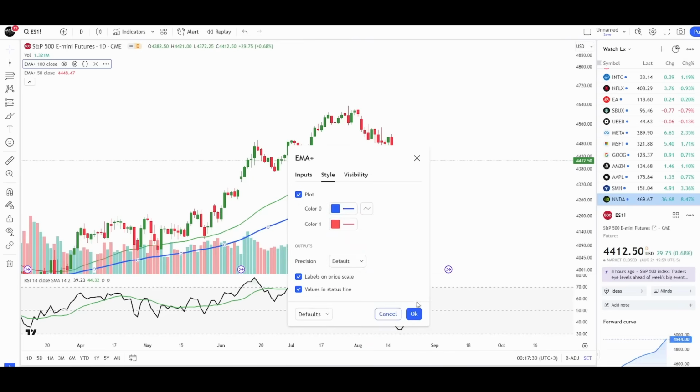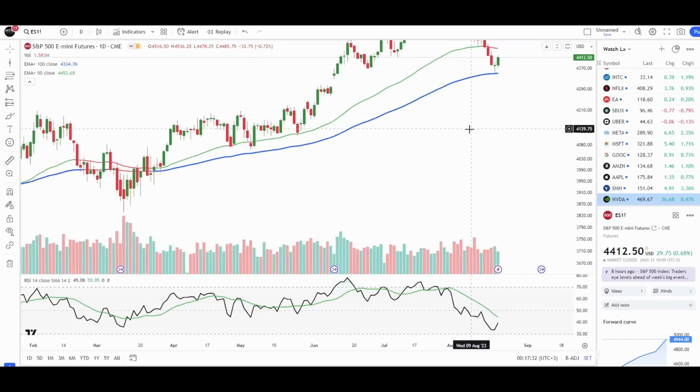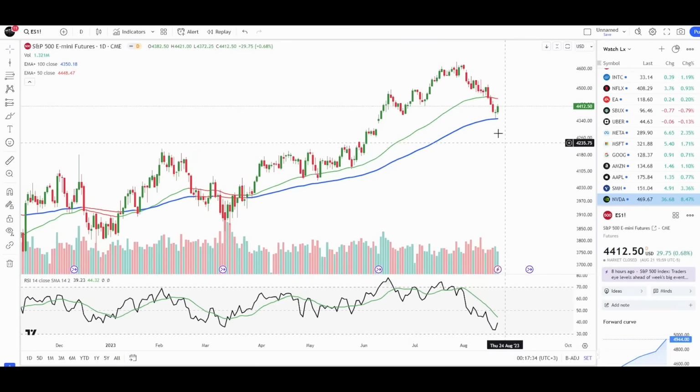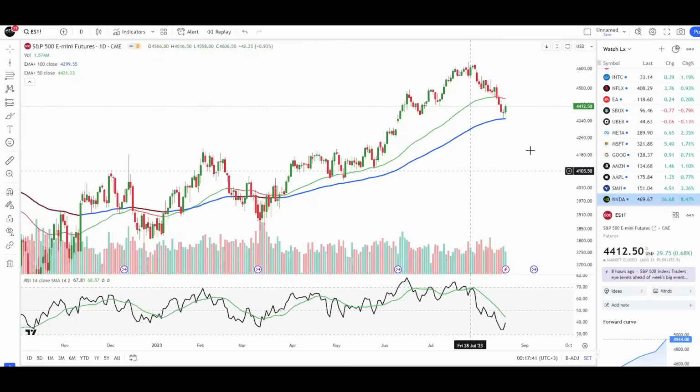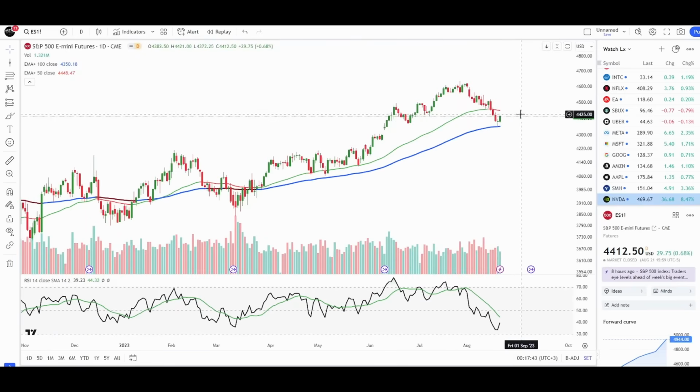Double click, style, change color to blue. Add more thickness, thick daddy. This thick daddy is the 100-day. This is the mean reversion moving average. Let's change this color and thickness as well. Let's use dark red, okay, to differentiate. Okay, so the green moving average is the 50-day EMA. The blue moving average is the 100-day EMA.